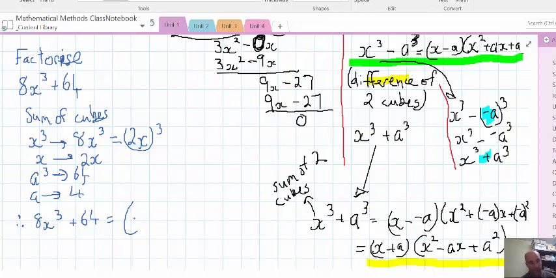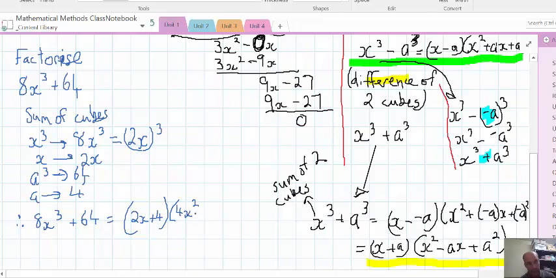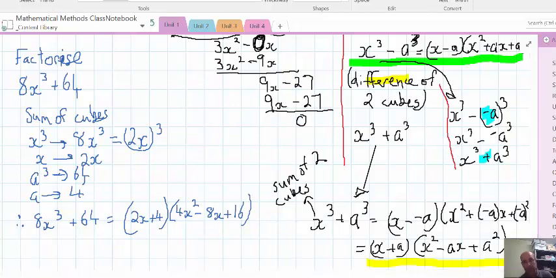So following the pattern, instead of x plus a, we've got 2x plus 4. And then instead of x squared, we've got 4x squared, minus 4 times 2x, which is 8x, and instead of a squared, we've got 16. So that's a shortcut to factorize that special case cubic.